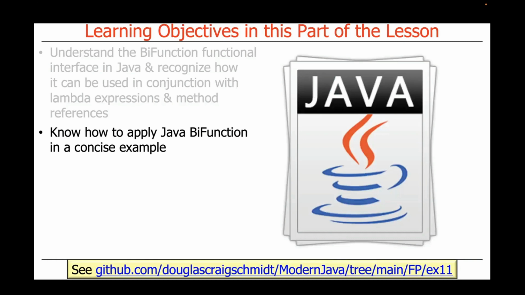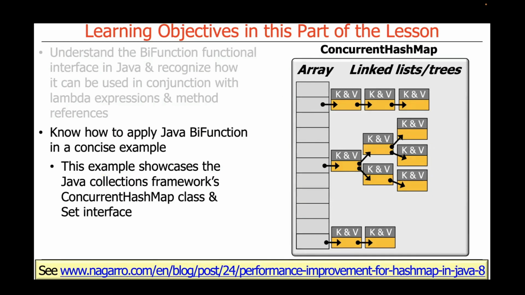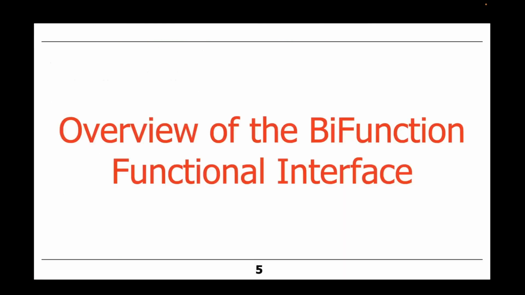We'll show an example, which is the EX11 project in my FP folder in my modern Java GitHub repository. And this example will showcase the use of the Java collections framework's ConcurrentHashMap class and the Set interface. So you get a chance to see how both of those things get applied here.